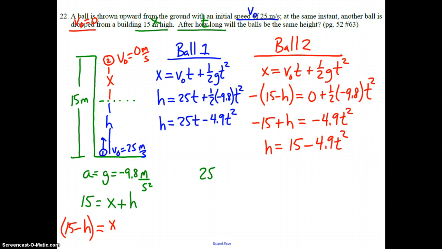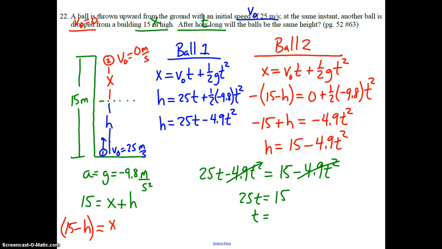So our 25t minus 4.9t squared equals our 15 minus 4.9t squared. By doing this, we've eliminated h as a variable, and we can simply solve for the time, which is what we're looking for. This worked out nicely for us in this particular problem because the 4.9t squareds cancel. So 25t equals 15. So t would be, to 2 digits because all our measurements are to 2 digits, 0.60 seconds.